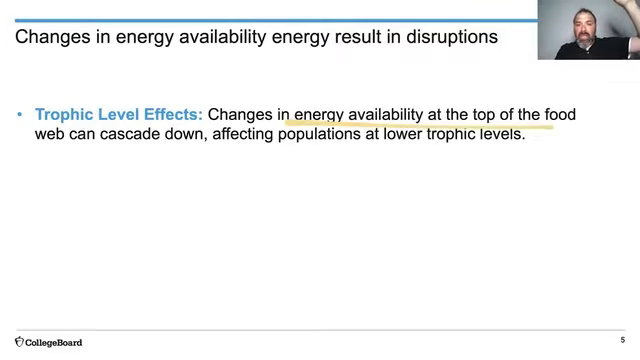And so if you have enough food at the top, good. Those organisms that are at the lower trophic levels may do well. But if energy is not available, right, it can impact all those trophic levels. And so it's a cascading effect.